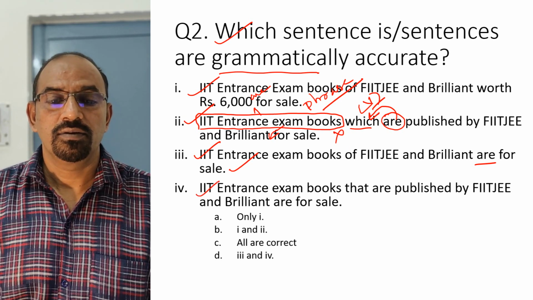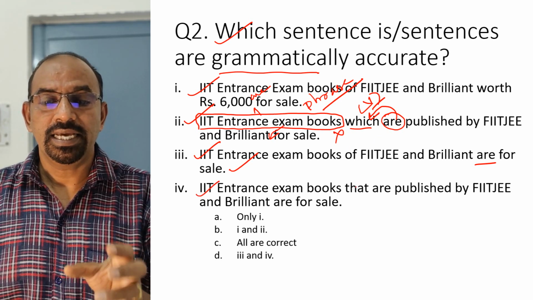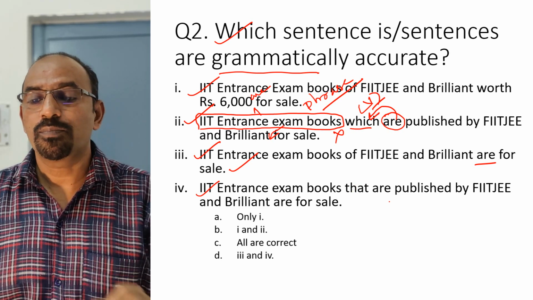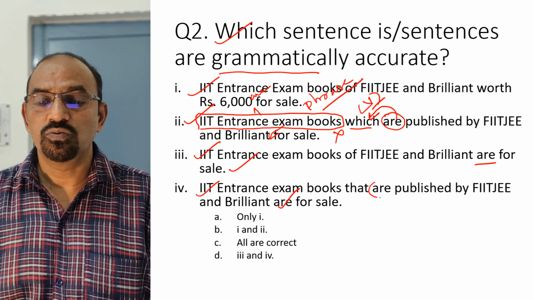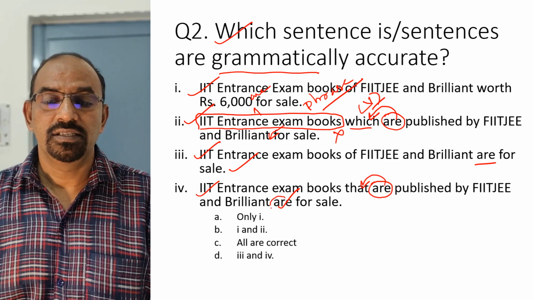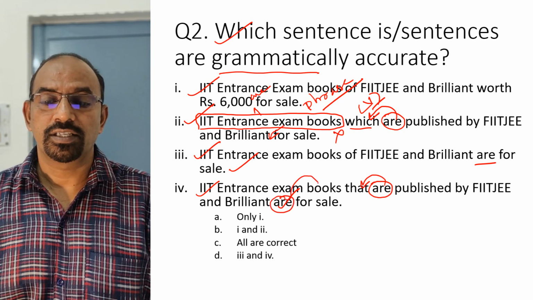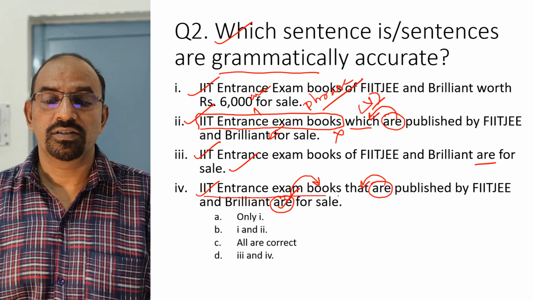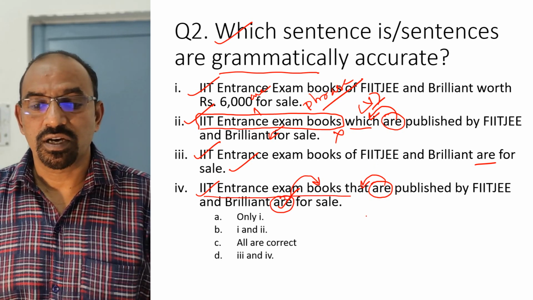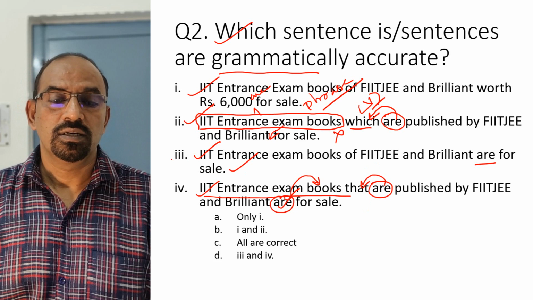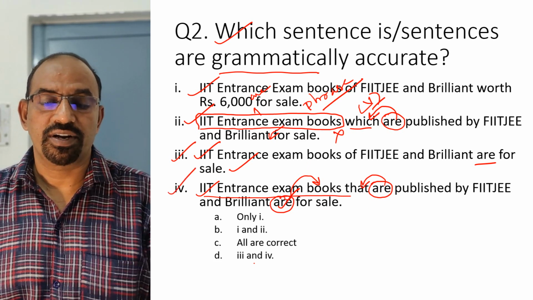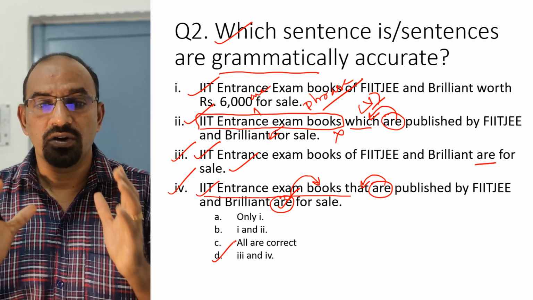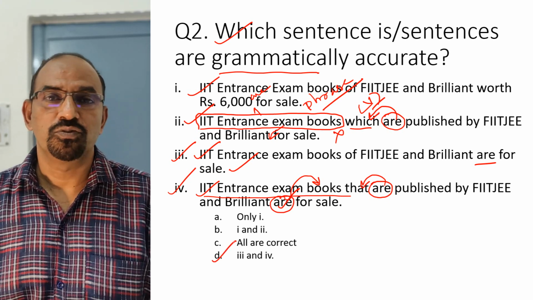Look at the fourth option. IIT entrance exam books that are published by Fiji and Brilliant are for sale. Here you can see two verbs. This are stands for this that, and this are stands for this exam books, IIT entrance exam books. So both the verbs are given here. So the 3rd and 4th sentences are grammatically correct. So D is the right option. Let's move on to the next question.